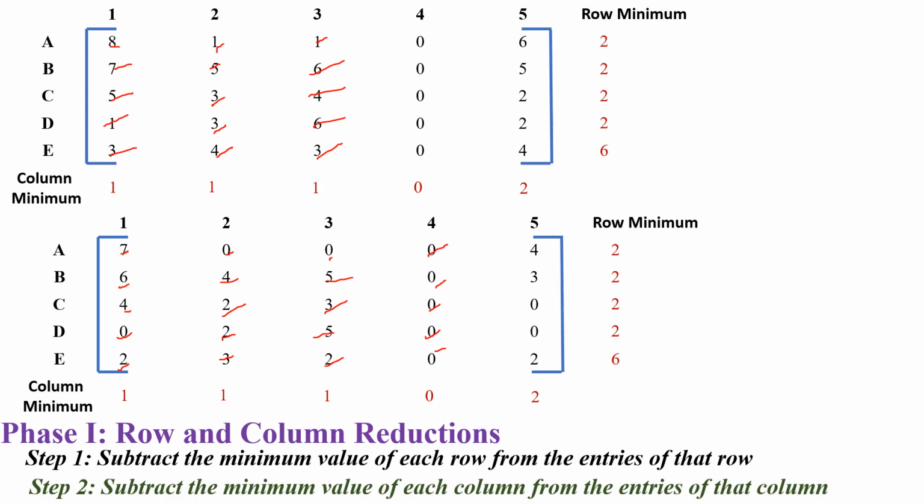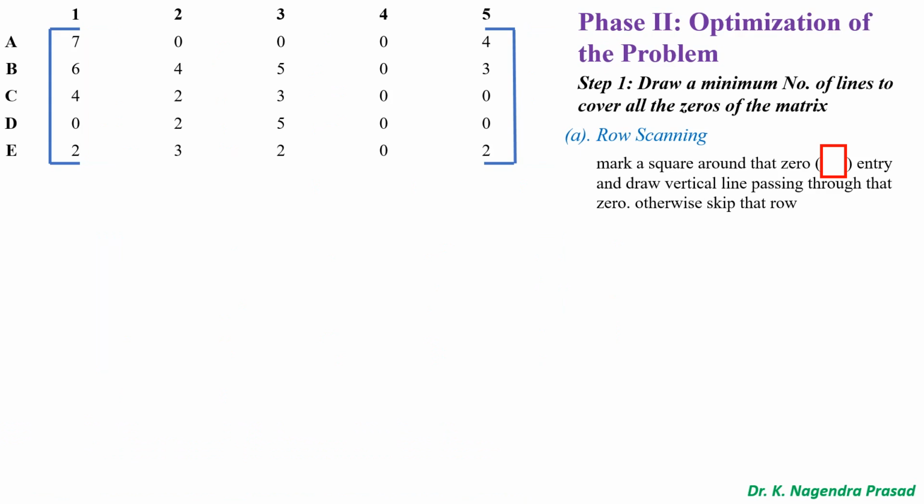Next we have to subtract the value 2 in the fifth column. Then the fifth column becomes 6 minus 2, it is 4, 5 minus 2, it is 3, 2 minus 2, 0, and 2 minus 2, it is 0, and 4 minus 2, it is 2. After the row and column reductions, next we will go for phase 2, the optimization of the problem.